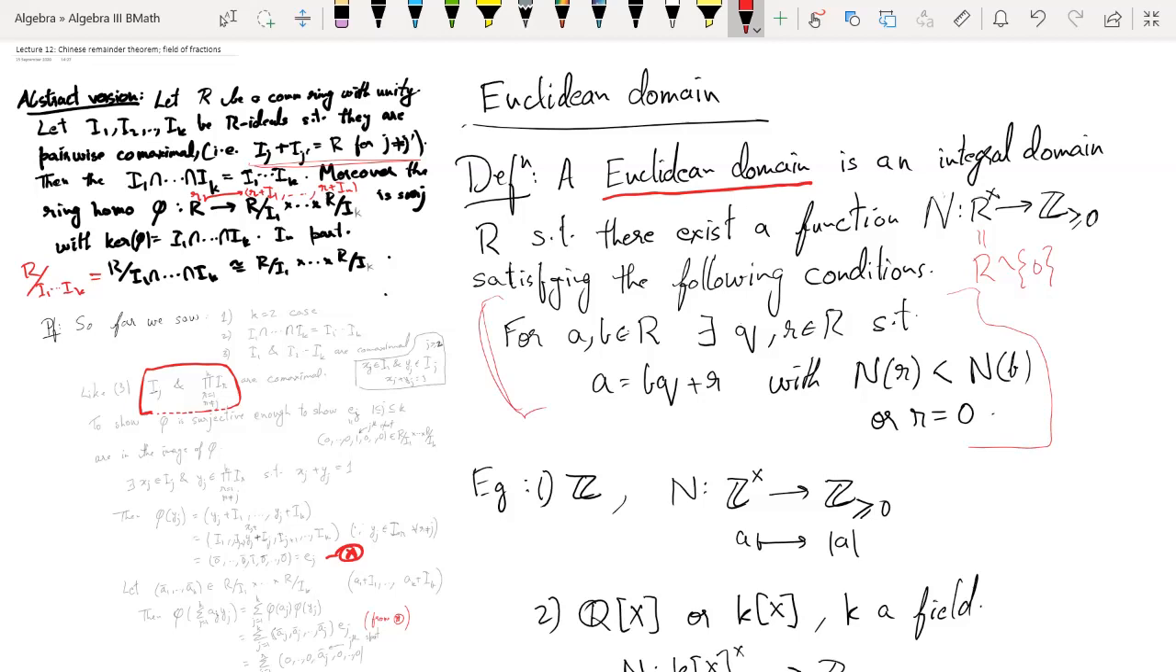So I'll show you in this example. For instance, if your ring R is Z, then Z is a Euclidean domain. And for that, we can take N to be a going to the absolute value of a. Then this is just the division algorithm. Because given two non-zero integers a and b, we can find q and r. We can divide a by b, and we will get some quotient and some remainder, b times q plus some remainder r.